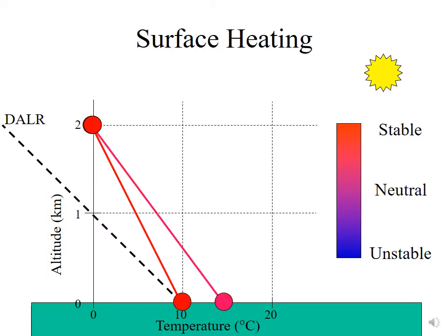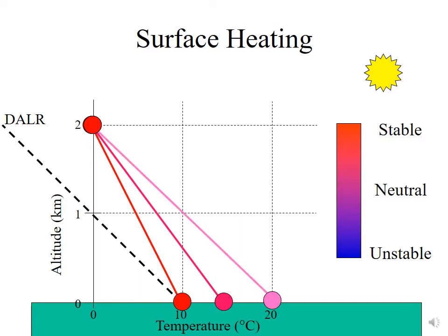So here we have heated up the surface, and then that heat has been mixed in the lowest 2 kilometers of the atmosphere. And so it's changed the environmental lapse rate. The lapse rate is not quite as steep as it was, which means that it's slightly less stable than it was before.